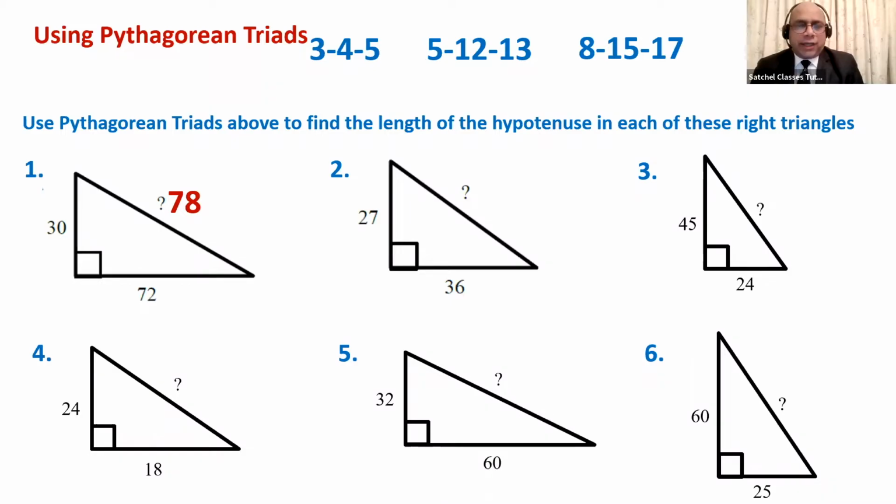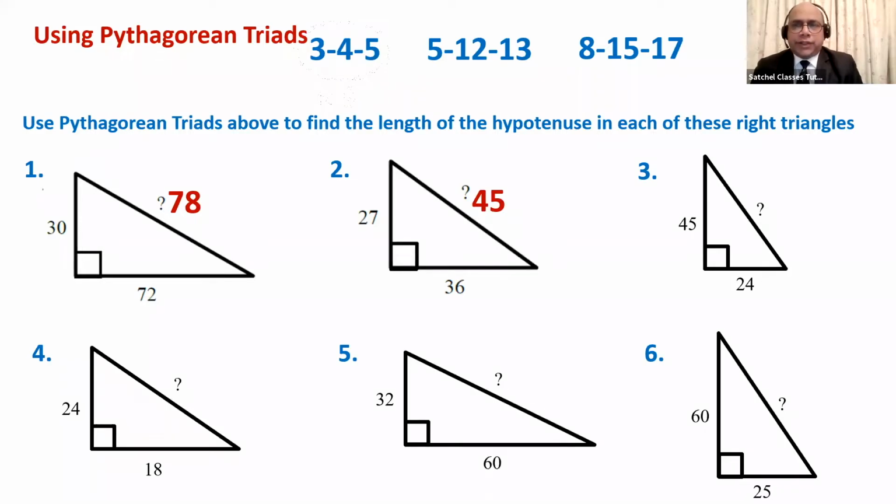Let's look at the second triangle now. The two perpendicular sides are 27 and 36. You can easily say that one of them is 9 times 3 and the other one is 9 times 4. So we can link it to the first triad, which is 3, 4, 5. If I multiply each of those values by 9, I should get 27, 36, and hence the missing hypotenuse has to be 9 times 5, which is 45.